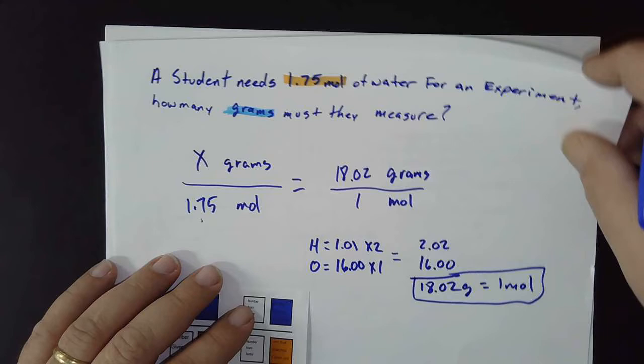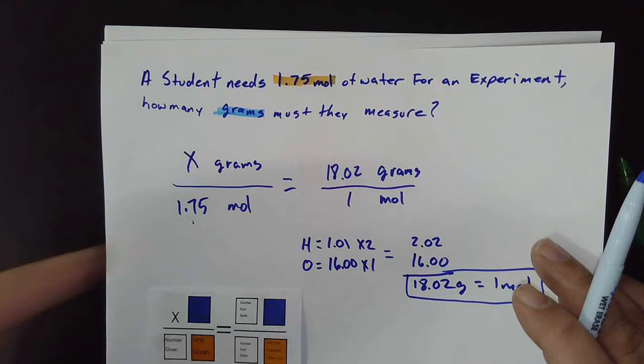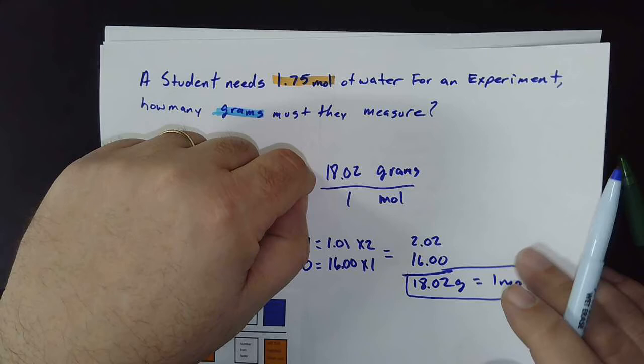Look at your mole island. If I'm going from moles to grams, should I be multiplying by the factor or dividing by the factor? Multiplying. So every time it says you're multiplying on that mole island, it should be on top. Every time it says you should be dividing by the factor, it should be on the bottom. Does that make sense, everybody?